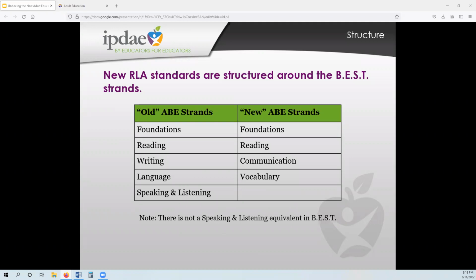The new framework, based on the K-12 BEST standards, does not include the speaking and listening strand. However, there are speaking and listening skills. For the most part, when they appear, they are embedded in that communication strand. But generally, one thing you'll notice is that the attention to speaking and listening skills overall is a little bit less comprehensive and deep than in the previous ABE standards.